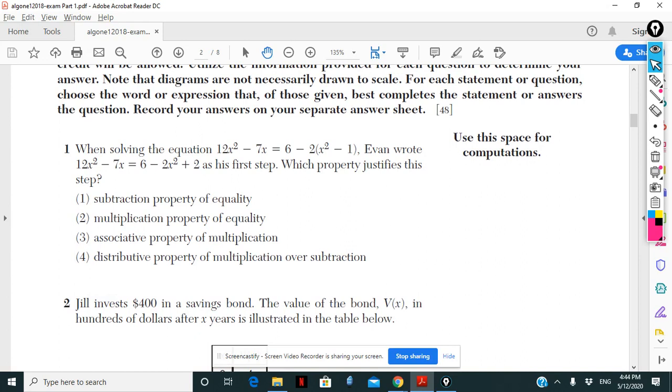When solving the equation 12x squared minus 7x equal to 6 minus 2 multiplied by x squared minus 1, Evan wrote the first step: 12x squared minus 7x equal to 6 minus 2x plus 2. Which property did he use in this first step? If you observe it, he distributed negative 2 inside the parentheses. So he used the distributive property, so the answer is number 4.